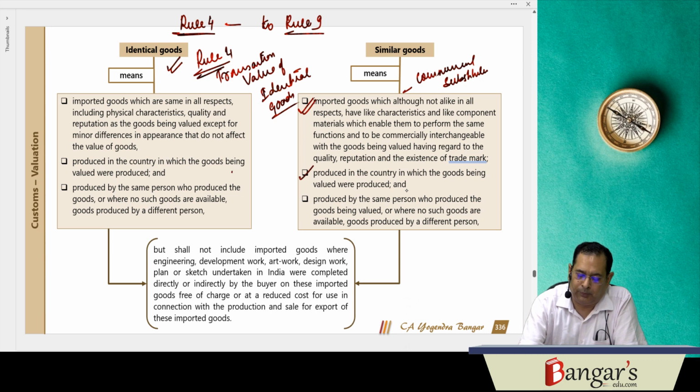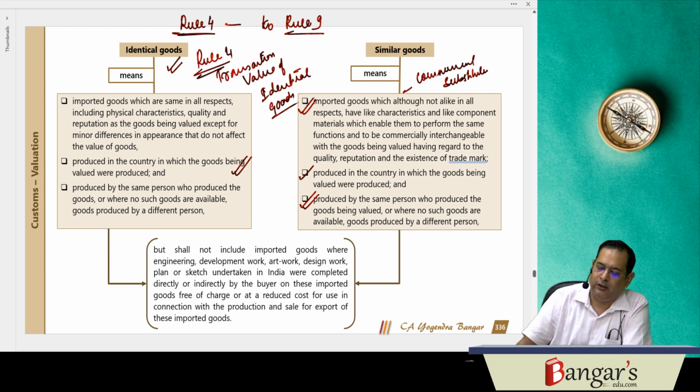Then this part remains the same. Produced in the country in which the goods being valued were produced, by the same person who produced the goods, and in case those goods are not available, then goods produced by a different person. But what is not included here? Engineering work, development work, artwork, design work, plans and sketches which have been undertaken by the buyer free of charge or at reduced cost for use in connection with production and sale for export of the imported goods. The same will not be covered under the ambit of similar goods.